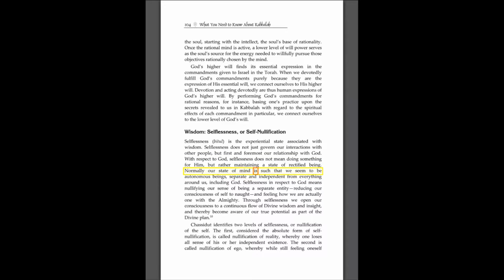Normally our state of mind is such that we seem to be autonomous beings, separate and independent from everything around us, including God. Selflessness in respect to God means nullifying our sense of being a separate entity, reducing our consciousness of self to naught, and feeling how we are actually one with the Almighty. Through selflessness we open our consciousness to a continuous flow of divine wisdom and insight, and thereby become aware of our true potential as part of the divine plan.